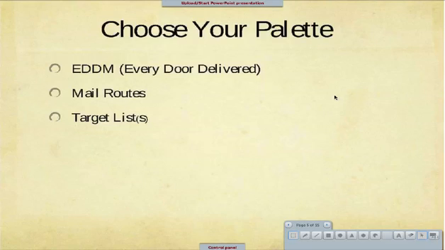And there's really four, which is door to door, but I'm actually including that under EDDM, which is kind of the industry speak, U.S. Post Office speak for every door delivered mail. All right. And then within that, you can also look at choosing very specific mailing routes. And you can also choose to target your list and go after specific homes or specific areas within a neighborhood.